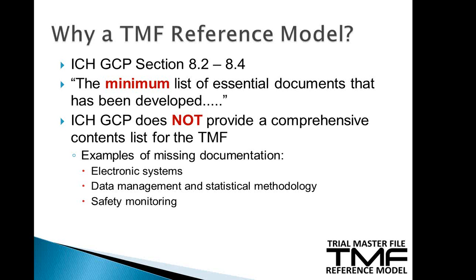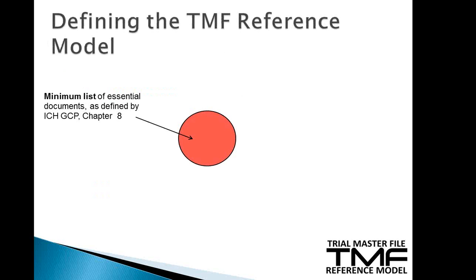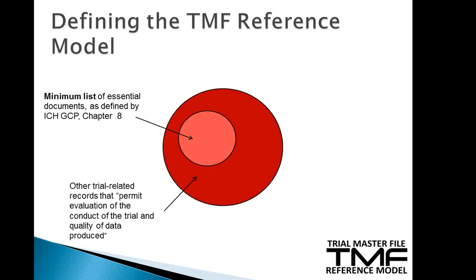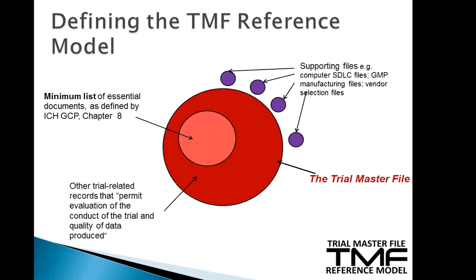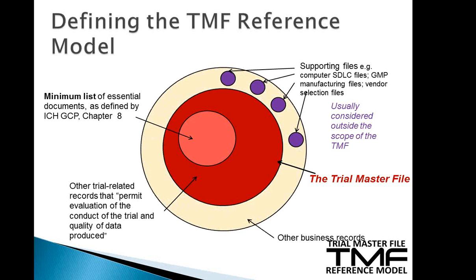And so if you go to the next slide, Jim. And so what is that list? Well, we have the minimum list of essential documents in ICH, and if you build that out, Jim, you can see there are other records that companies collect in the conduct of a trial, in the planning, the conduct, execution of a trial that they may consider. You can build it out one more time, Jim.